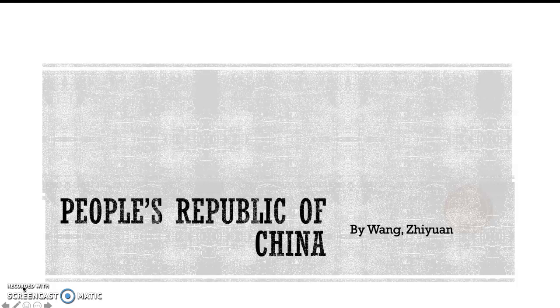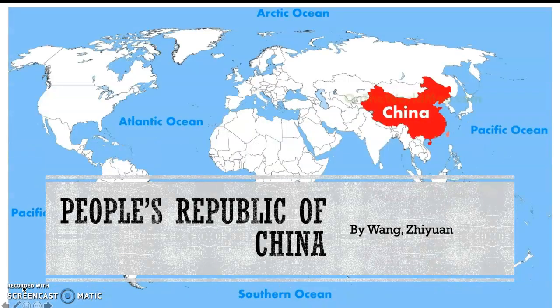I come from China, so today I'm going to introduce my own country. It's called the People's Republic of China. This map shows the location of China. It's in Asia, in the east of Asia. There are some countries around China, like Japan, South Korea, North Korea, Vietnam, Mongolia, Russia, and so on.